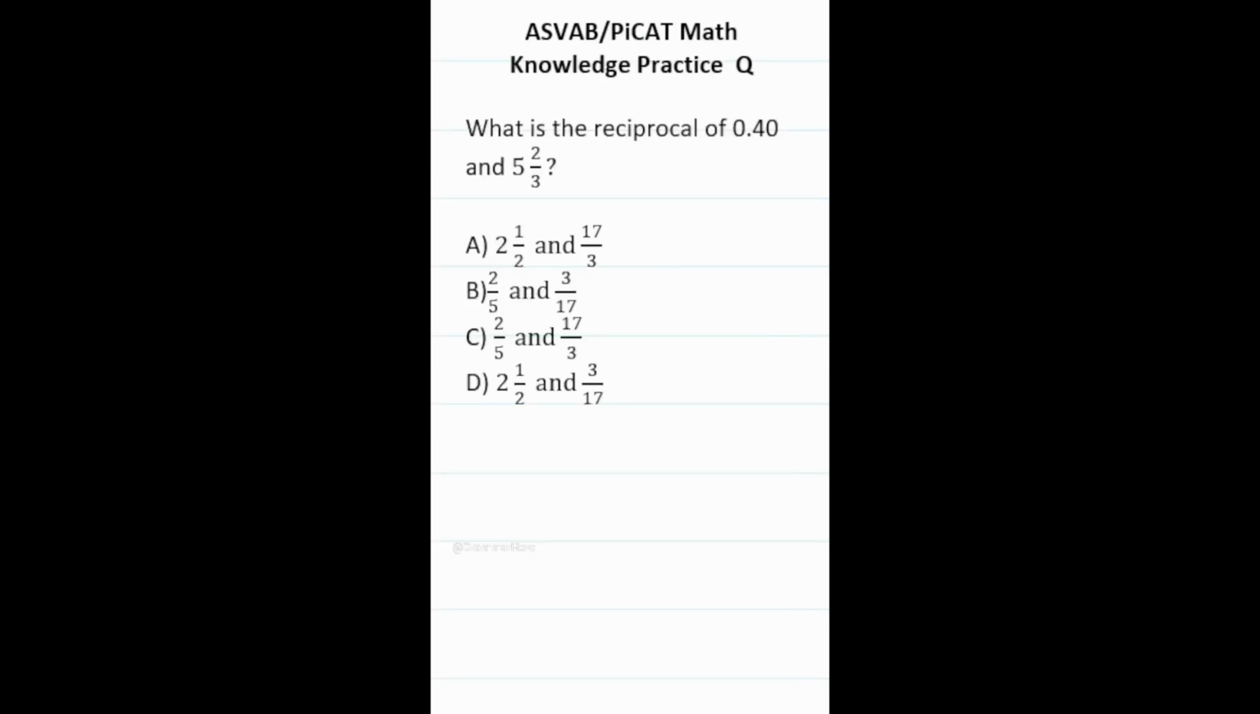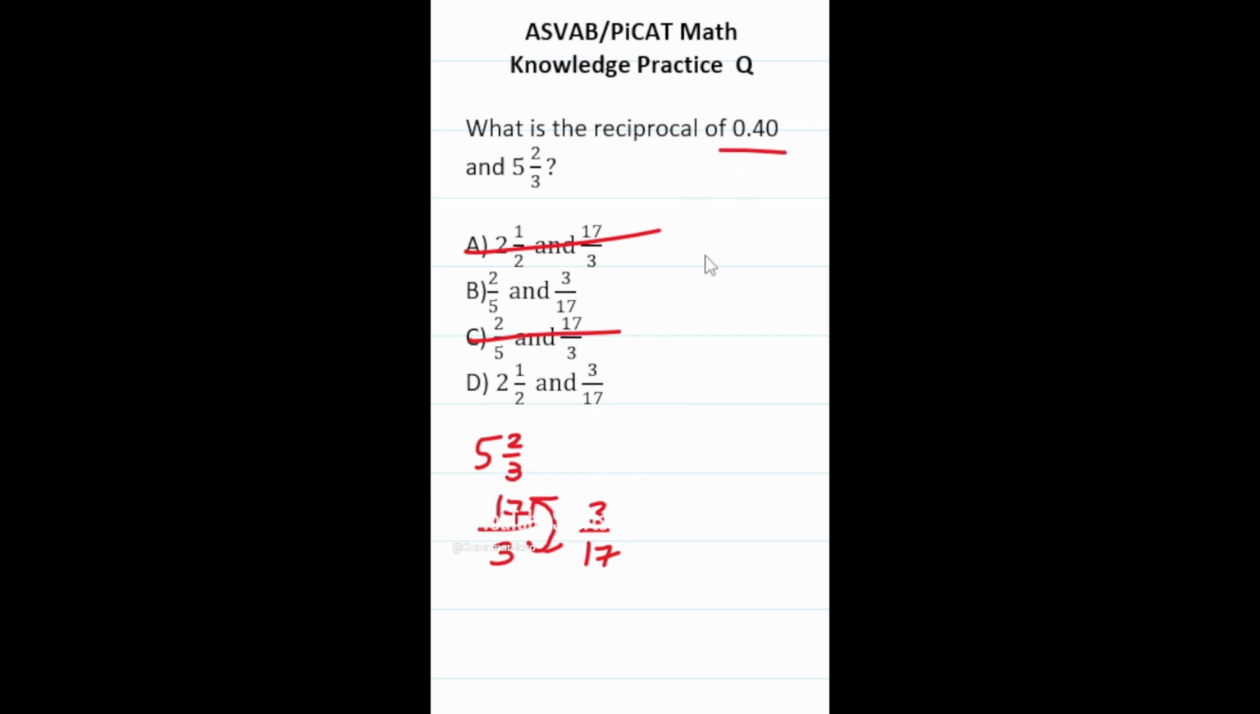This ASVAB PiCAT Math Knowledge Practice Test question says, what is the reciprocal of 0.40 and 5 2/3? Let's start with 5 2/3. First, let's convert this to an improper fraction. 5 times 3 is 15 plus 2 is 17. So this is 17/3. To find its reciprocal, you just flip-flop your numerator and denominator. In other words, the reciprocal is going to be 3/17. Cross out all these answer choices that contain something else for that one.